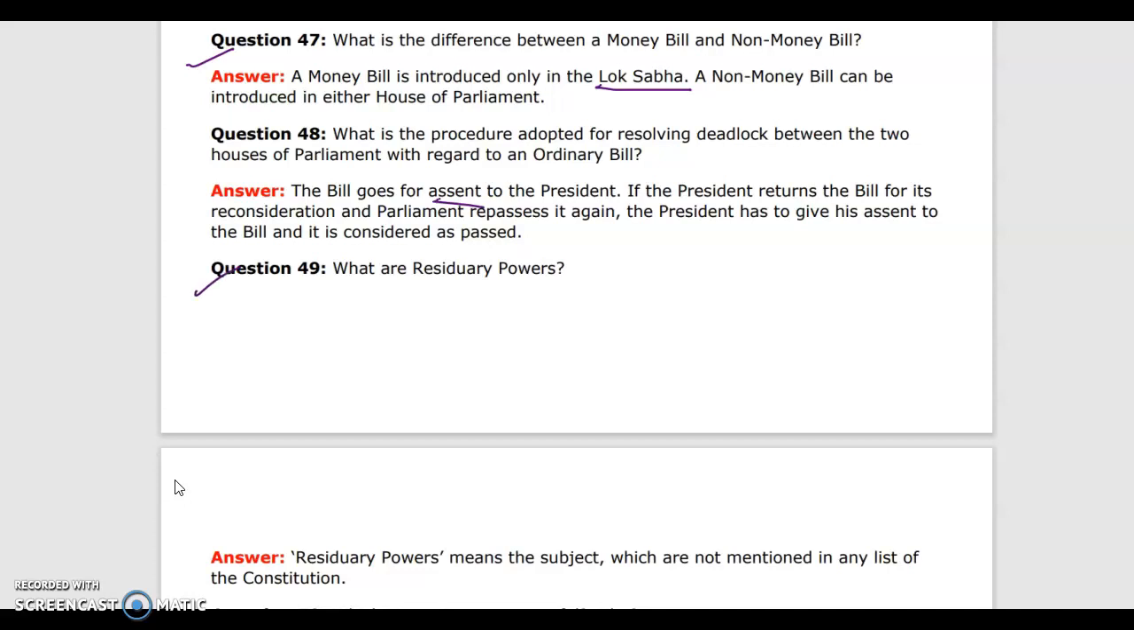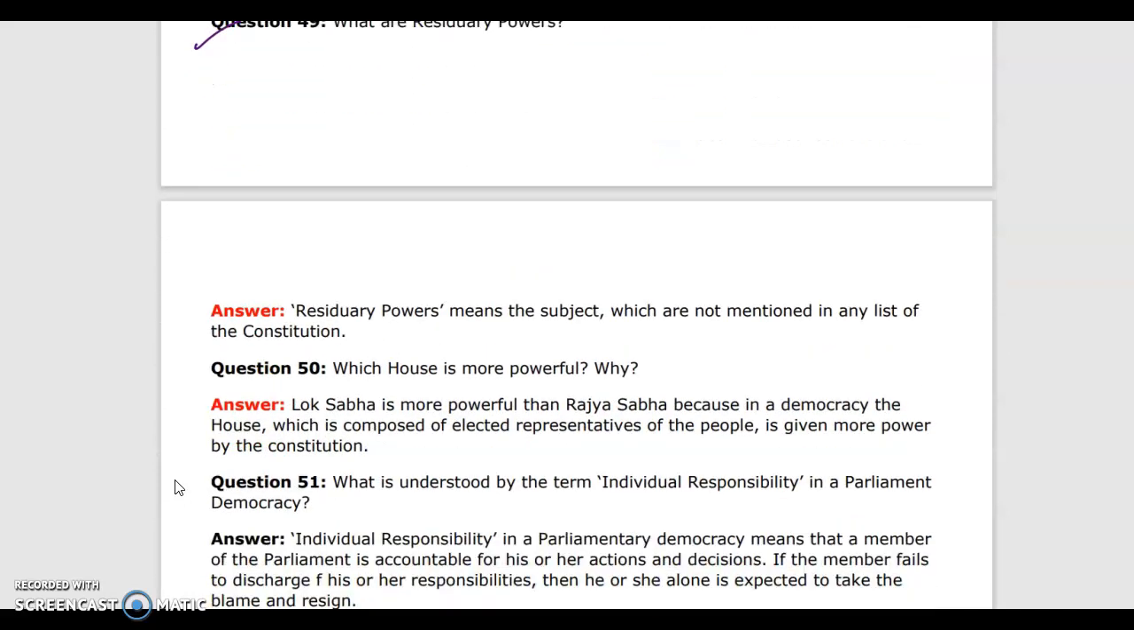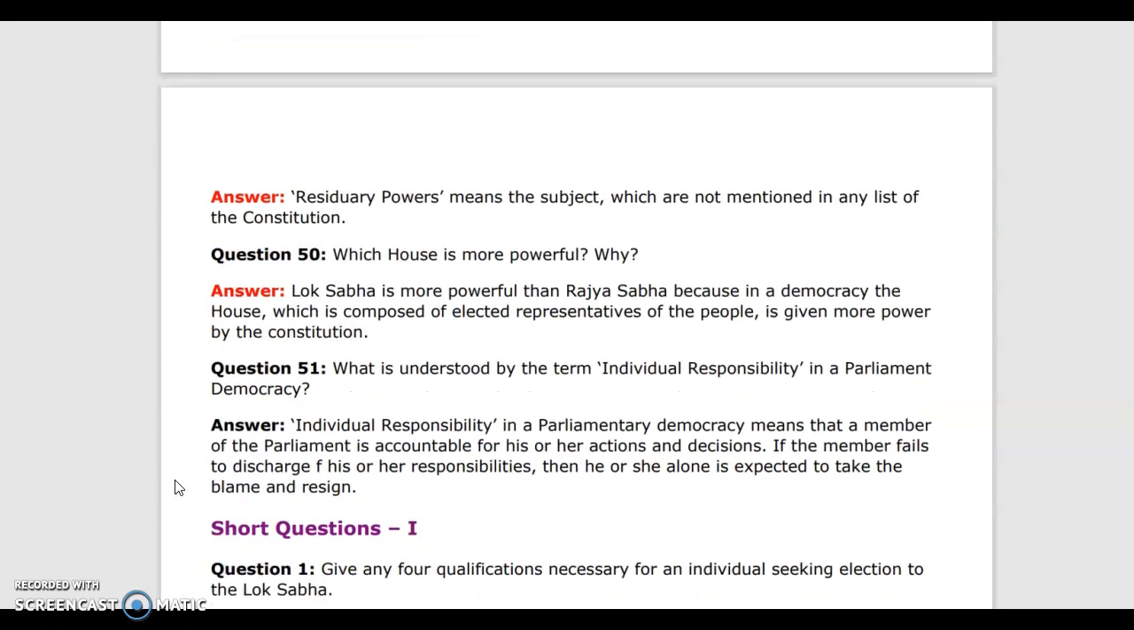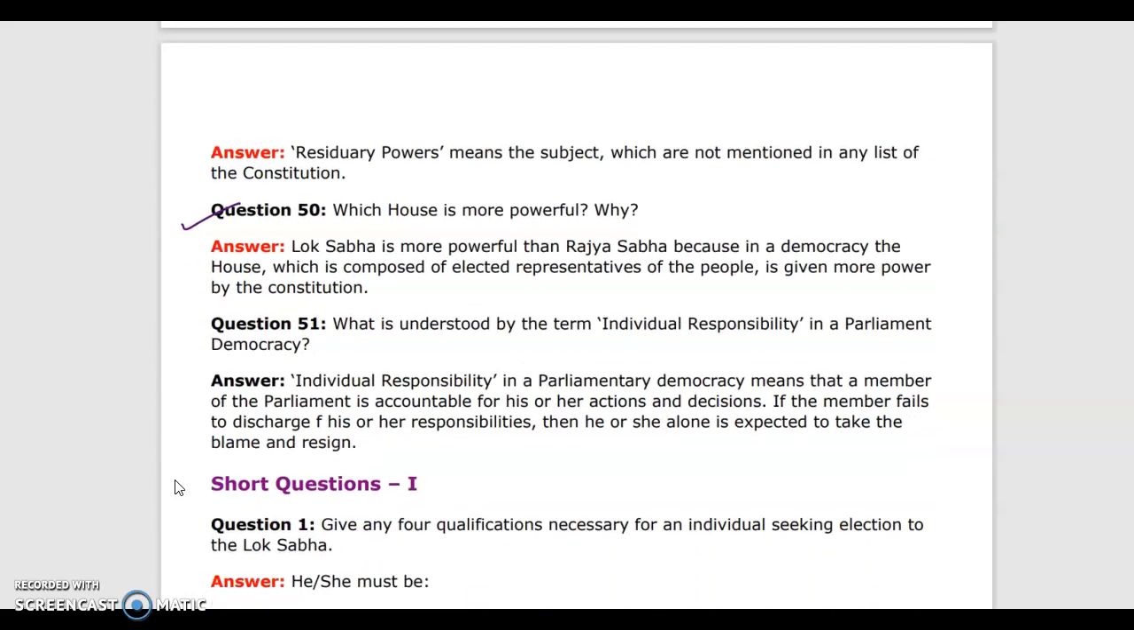Okay. What are residuary powers? Means the subjects which are not mentioned in any list of the Constitution. Which house is more powerful? Lok Sabha is considered more powerful. It is composed of elected representatives of the people and was given more power by the Constitution.